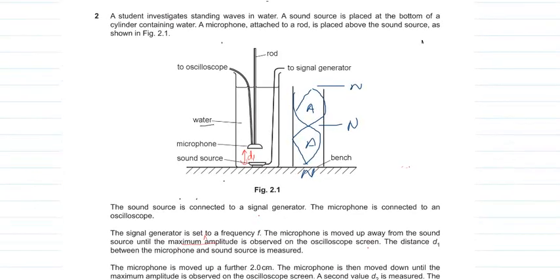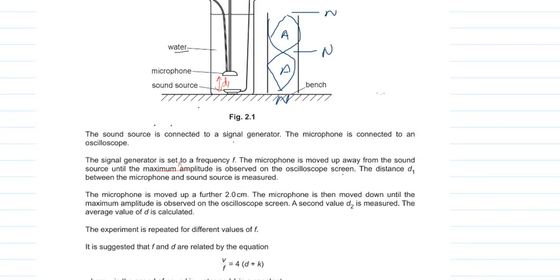The sound source is connected to a signal generator. The microphone is connected to an oscilloscope. The signal generator is set to a frequency f. The microphone is moved up away from the sound source until the maximum amplitude is observed on the oscilloscope screen. The distance d1 between the microphone and the sound source is measured.